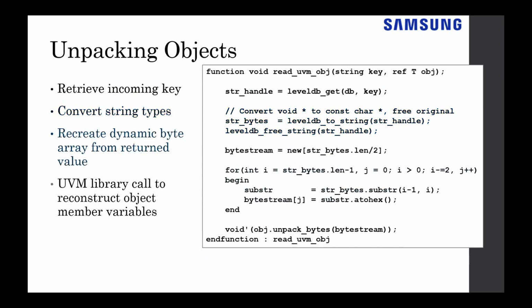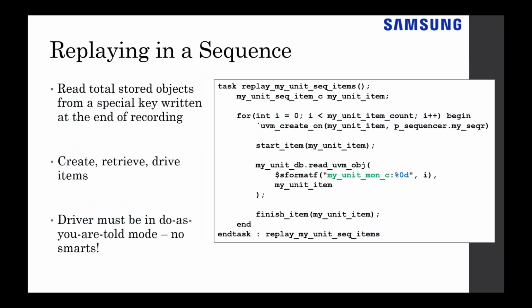Then we get our string back, so now we have to turn this back into a dynamic byte array. So we'll unpack these bytes, or deserialize these bytes, if you will. And then we'll call the UVM method to unpack them back into the object. And this is what will actually put all the fields back where they were and reconstruct the contents of this object.